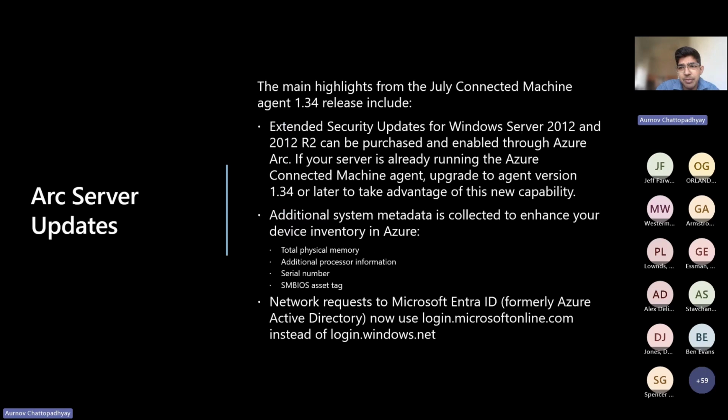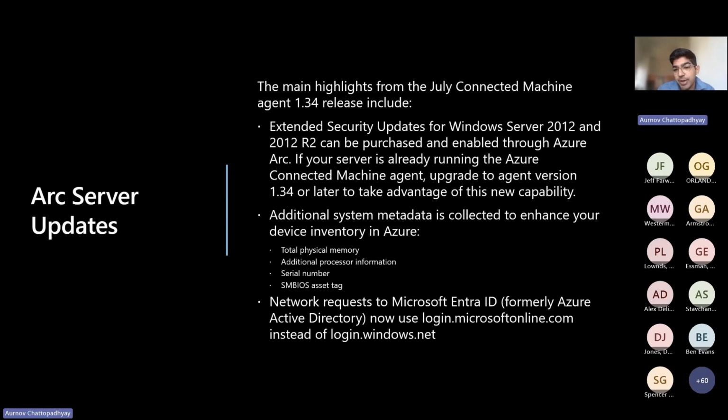One is with Windows Server 2012 and 2012 R2, you can directly purchase ESUs from agent 1.34 or higher. So our recommendation is, for everything that we're going to show today with extended security updates, you're going to want to be on the latest connected machine agent, version 1.34 or higher, to take advantage of ESUs. This agent version also comes with additional system metadata that we capture to improve your device inventory in Azure. So that includes physical memory, processor information, serial number, SMBIOS asset tags.